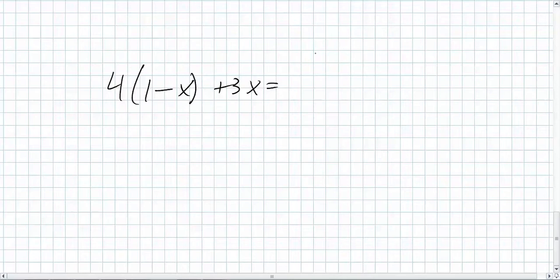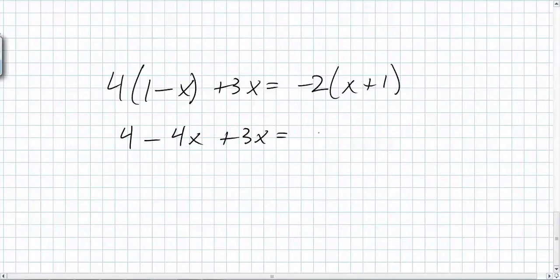What about an equation that looks like this? 4 times 1 minus x plus 3x is equal to negative 2 times x plus 1. You have to distribute, so you end up with 4 minus 4x plus 3x is equal to negative 2x minus 2. Now we follow our instructions, which would collect on one side, so let's add 2x to both sides just to get all the variables on one side. And let's subtract 4 to get rid of that 4.